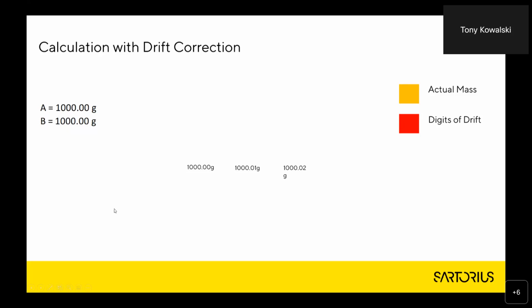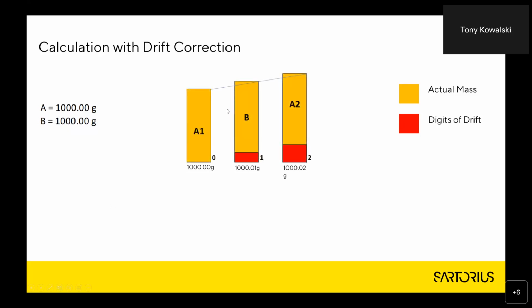So we place on the weighing pan our reference weight A, and at this point there's no drift. So we get on the display the value 1000. We take A off and we put on B. And in that time, in my example, the comparator has drifted by 1 digit. So the value we get is 1000.01 because we got a positive drift here, which is added on to the actual value, which is the yellow color, and we get an error.